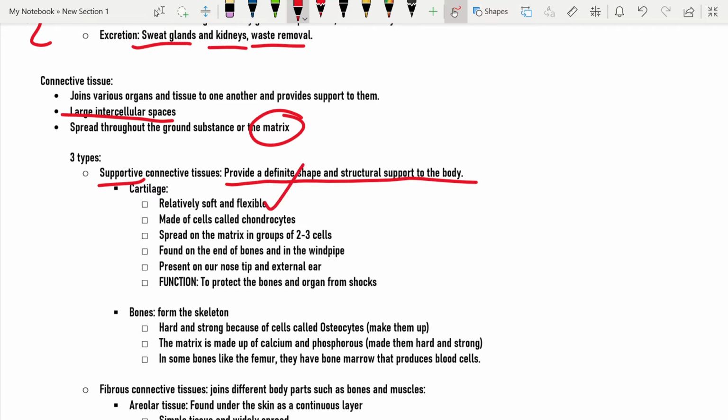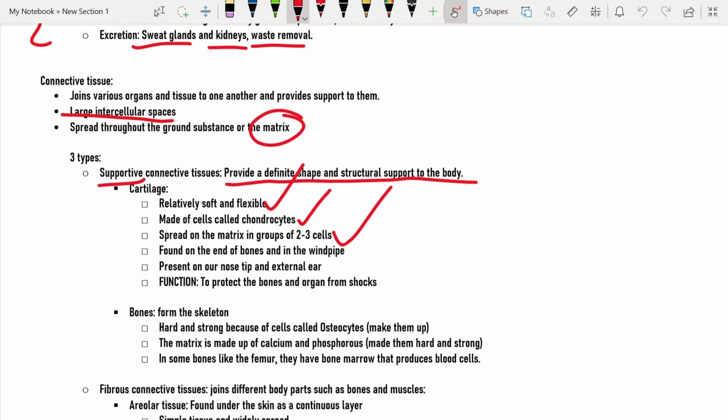They're made of cells called chondrocytes. From cartilage, chondrocytes, and I like to remember it with mitochondria, because chondrocytes is an easy name to forget, but mitochondria, you've learned about so many times that you should remember it, so you can remember it like that. Spread on the matrix in groups of 2 to 3 cells. So again, matrix came up, a space in which the tissue is spread, and they are in groups of 2 to 3 cells. They're found on the ends of bones and in the windpipe.